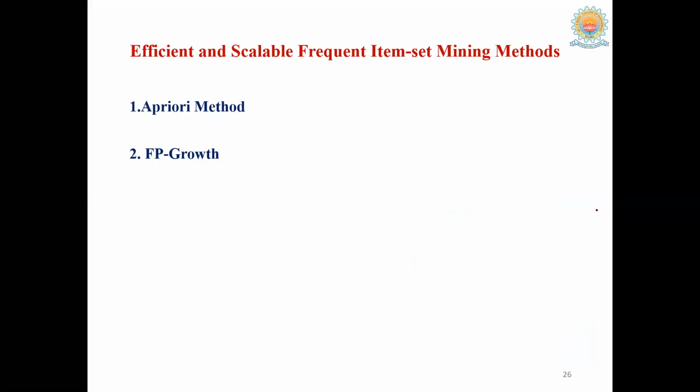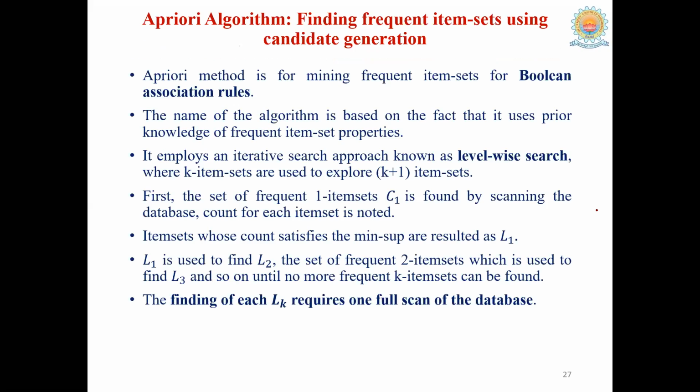And here, to improve the efficiency of mining frequent item sets, we have two methods, the Apriori method and FP-growth. I think you are already familiar with these two methods. Why? Because you have already studied the same concepts in your previous semester, right? I'm going to brief the concepts again. It's my responsibility to brief them again.